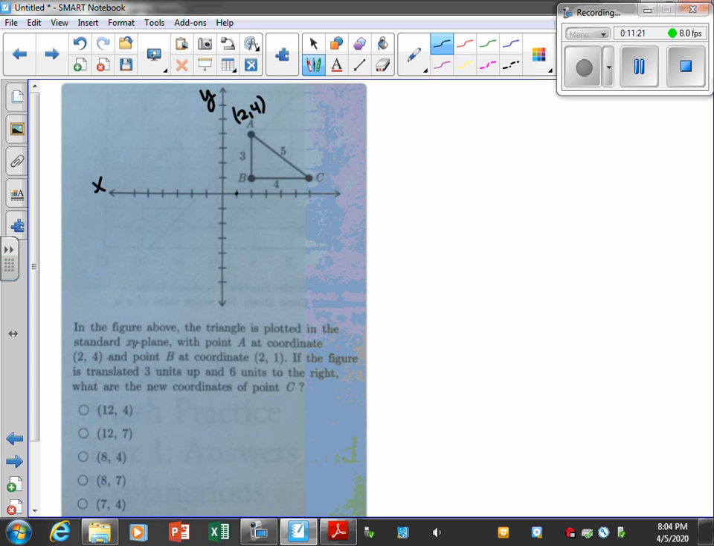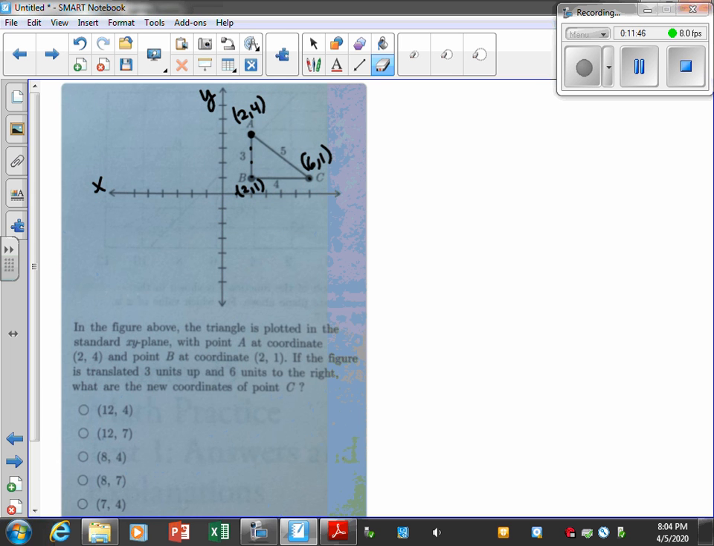That means you go over 2, up 1, 2, 3, 4 to get to it. And B is the coordinate 2, 1. So B is over 2, up 1. And C, we can go ahead and calculate that. 1, 2, 3, 4, 5, 6, up 1. So C is 6, 1. They didn't tell us that one, but it's on a scale so we can figure that out.